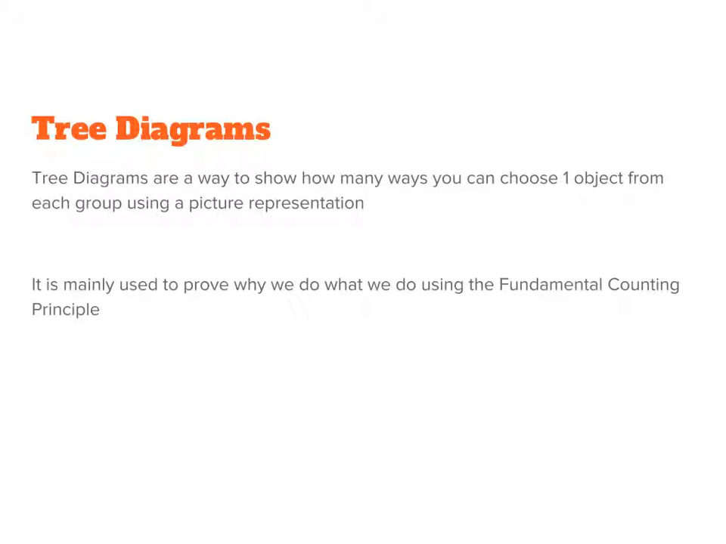Tree diagrams are a way to show how many ways you can choose one object from each group using a picture representation. Basically, it's mainly used to prove why we do what we do using the fundamental counting principle. Yes, we understand that the fundamental counting principle tells us to multiply. Tree diagrams show us why that works.